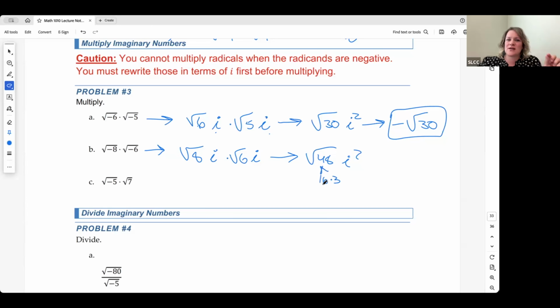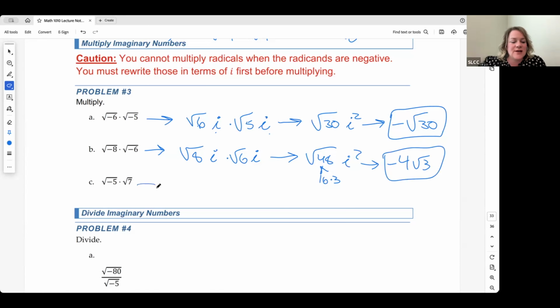Remember, the perfect squares are 2 by 2, 3 by 3, 4 by 4. So the numbers that are called perfect squares would be 4, 9, 16, 25, 36. Okay, so 16 is the biggest perfect square I can take out. The square root of 16 is 4. So this piece would become 4 root 3. And then how do I deal with that i squared again? Oh yeah, it's negative 1.